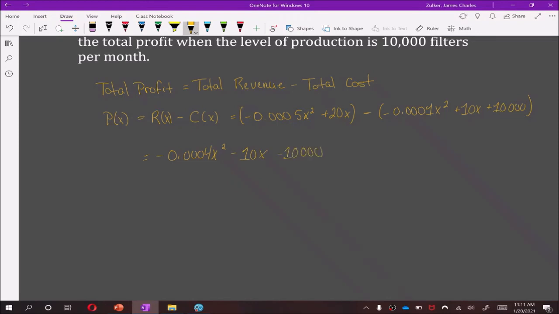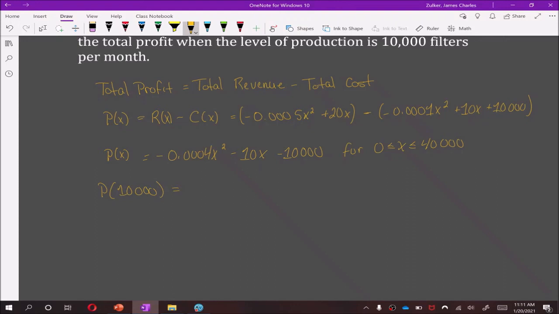And again, this is for x between 0 and 40,000. So this is our profit function. Now we want to find the profit when 10,000 units are produced.